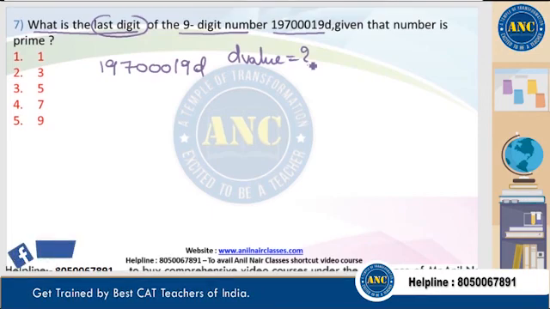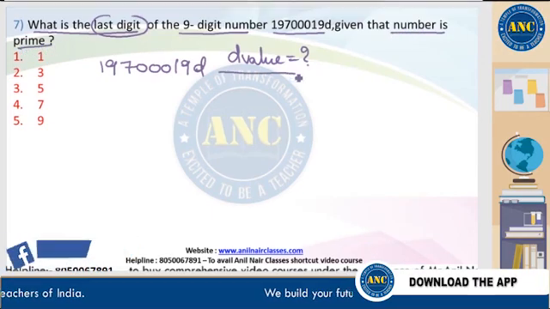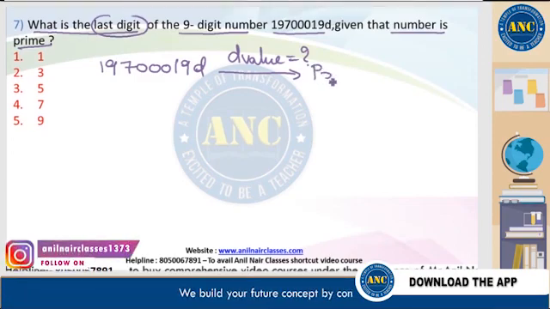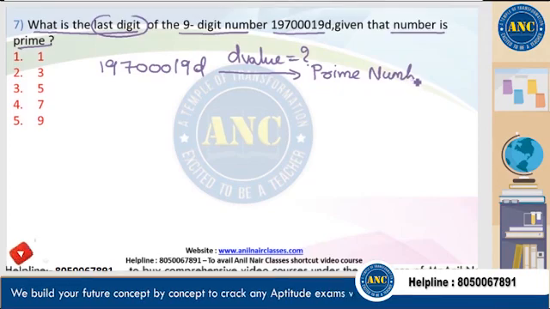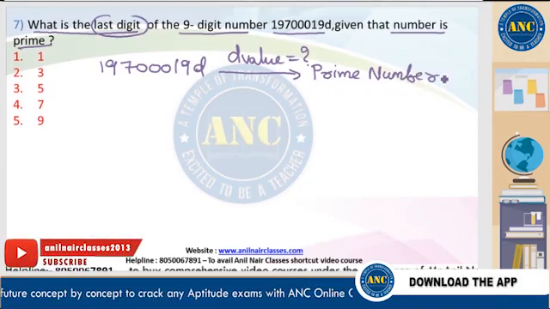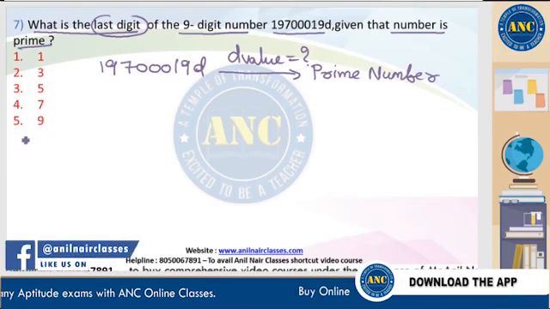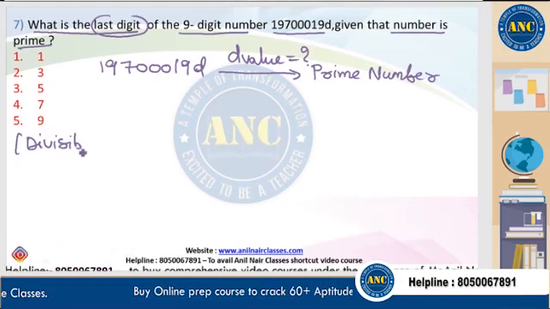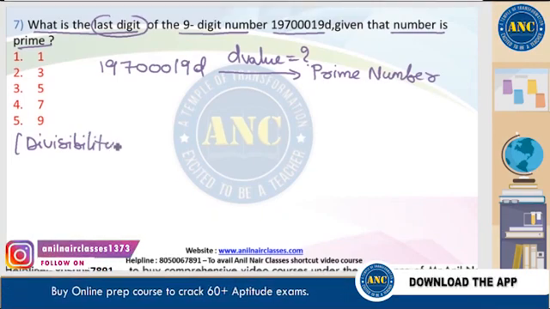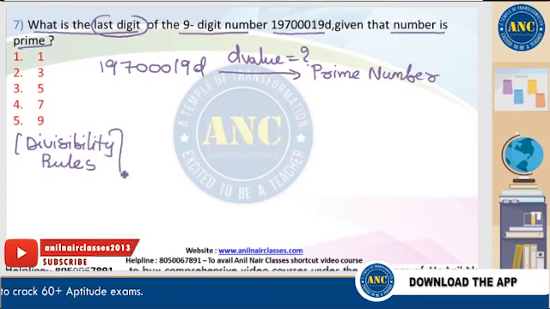What is the value of D such that the number is a prime number? He is specifying a condition: what should be the value of D such that this number is a prime number. This entire problem is based upon the divisibility rules. If you are comfortable with the divisibility rules, this question will take hardly less than 10 seconds.